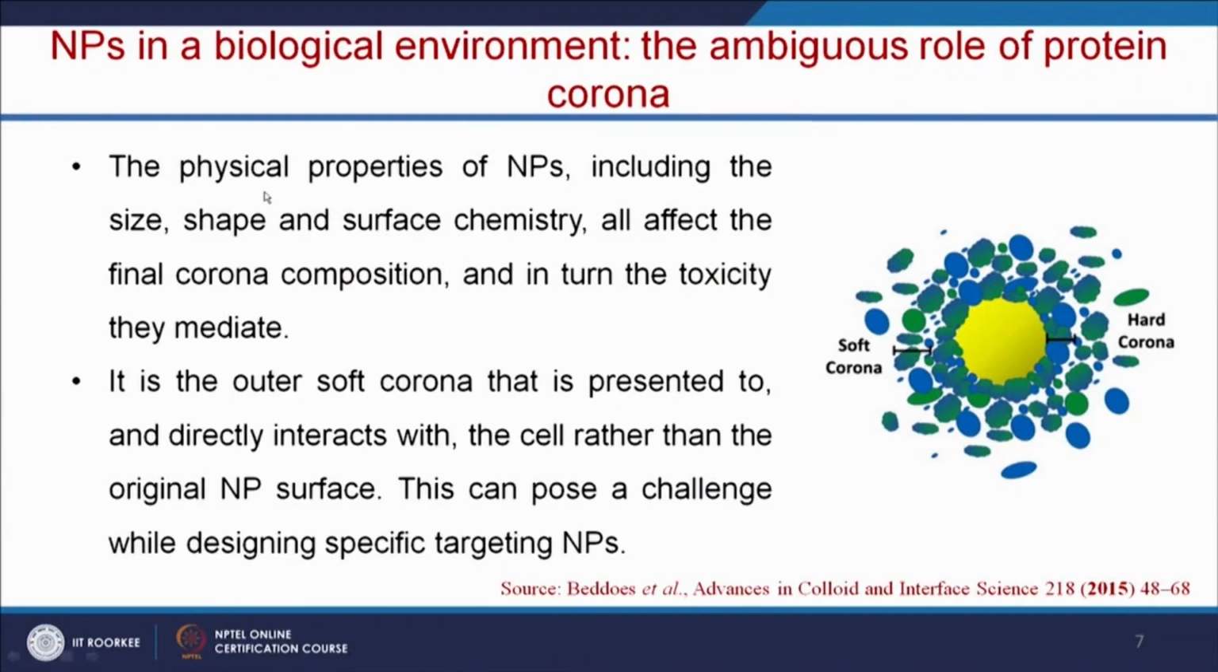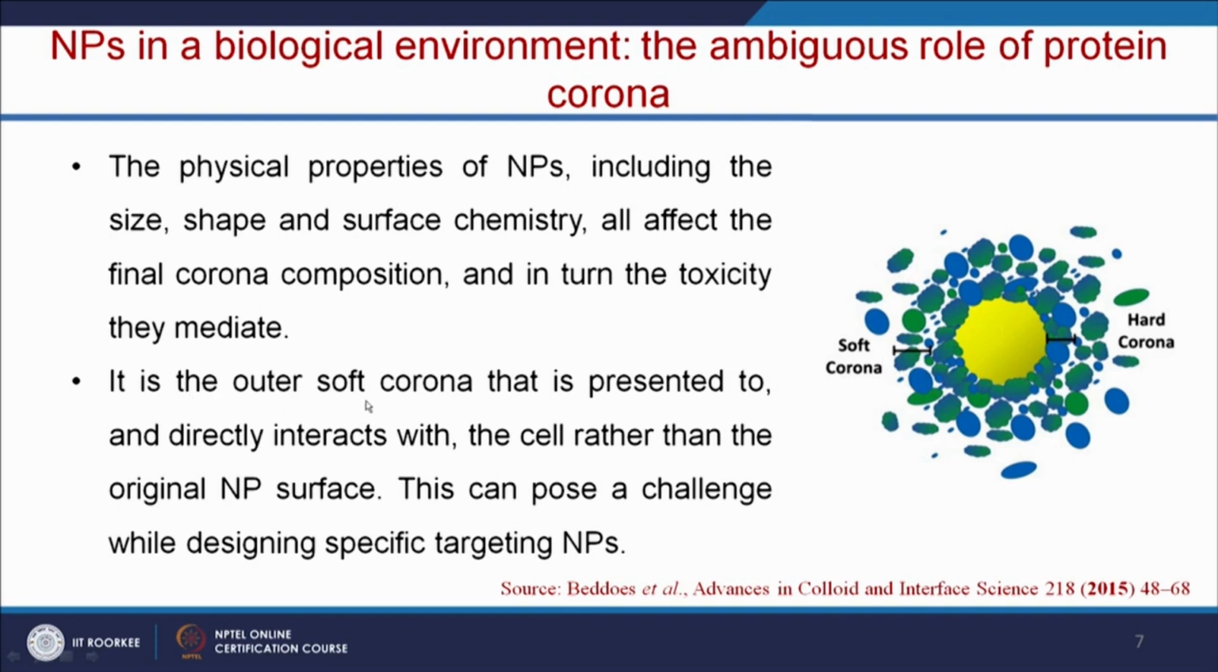Here you can see the physical properties of nanoparticles, including the size, shape and surface chemistry, which affect the final corona composition. Based on that corona composition, the toxicity effect will vary. You can see here this is your hard corona, which is tightly attached to the nanoparticle surface, followed by the soft corona.